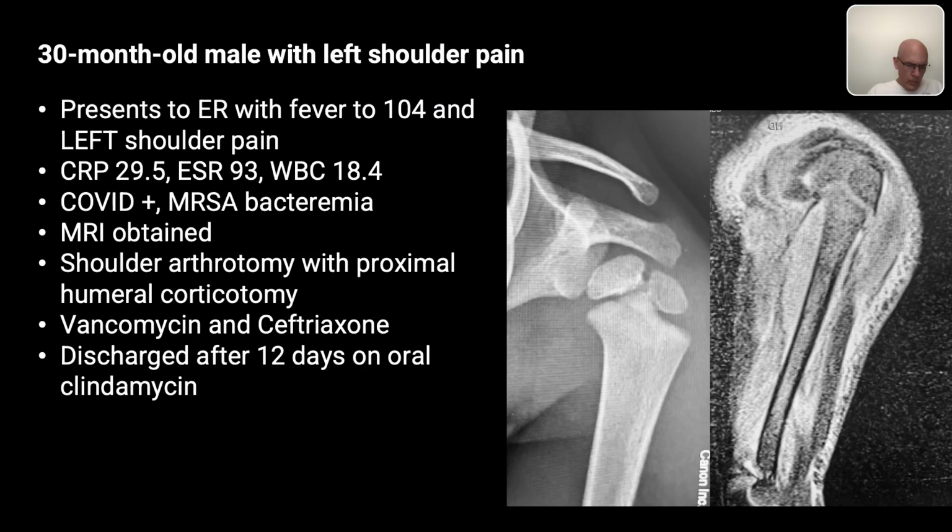Okay, so next slide. So again, this is going back to some of the earlier talks. Here's a very young child, febrile, quite sick, really high inflammatory markers, septic, MRSA, MRI, obvious osteomyelitis with coexisting septic arthritis. So went to the OR, had the shoulder washed out, a corticotomy in the humerus, and then was started on very strong antibiotics and did well clinically. Laboratory studies were coming down and was discharged on oral clindamycin. Next slide.